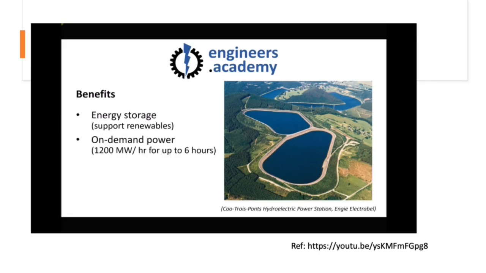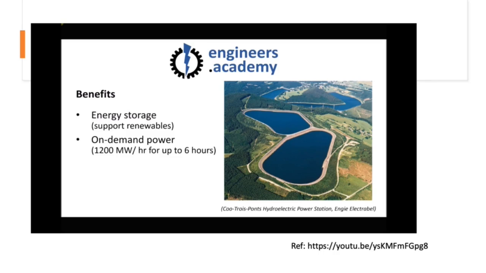Another huge benefit is that we can deliver on-demand power. So here in the UK, the National Grid is responsible for monitoring usage on the grid, and then they would actually contact power stations to either increase or reduce their production of electricity. The huge advantage with this type of plant is that it can provide that on-demand electrical power, and in fact Côte-Trois-Ponts can provide up to 1200 megawatts of power for up to 6 hours.